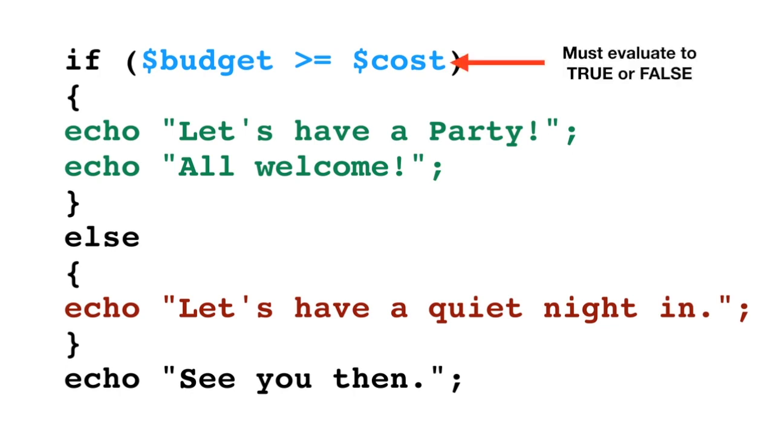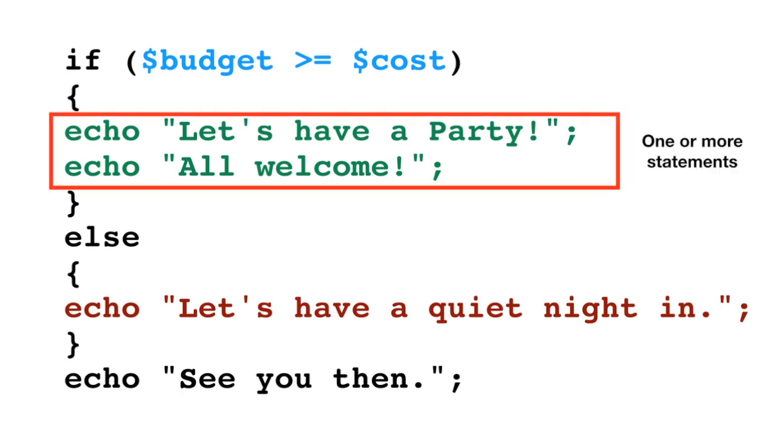So this part here must evaluate to true or false. In an if statement, that part there, the test, is always going to evaluate to either true or false. If it evaluates to true, then there'll be one or more statements here that will be executed. And if it evaluates to false, then the statements in the else part will be executed. Once the if statement is over, once it's done its job, the program carries on as normal. So in any event, "see you then" will appear.